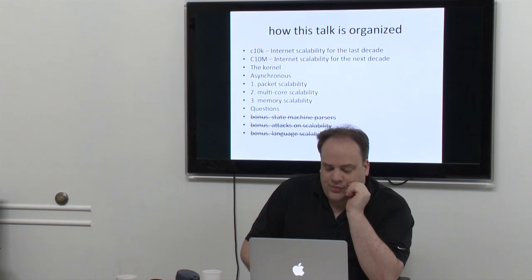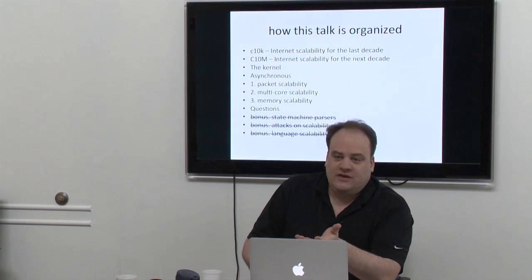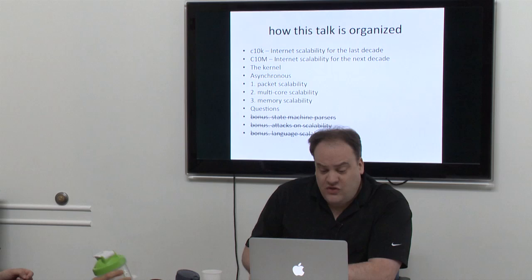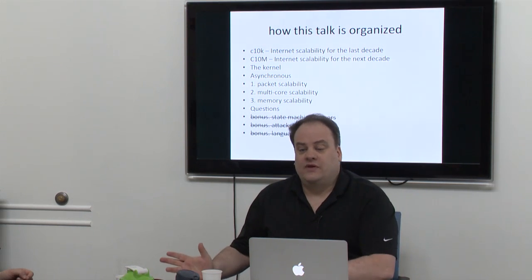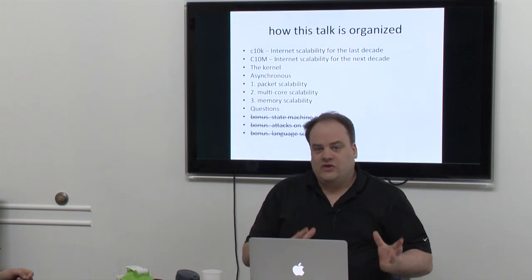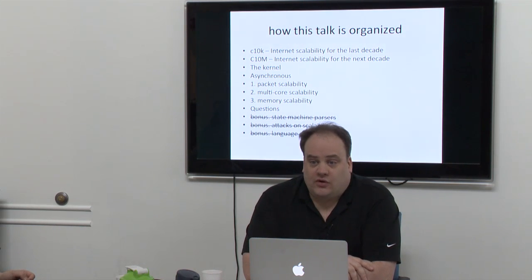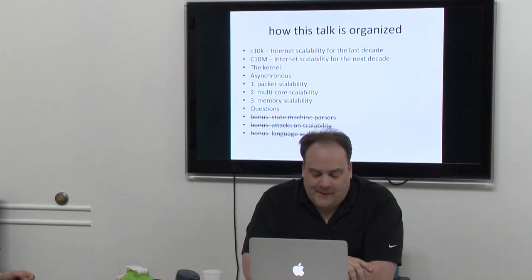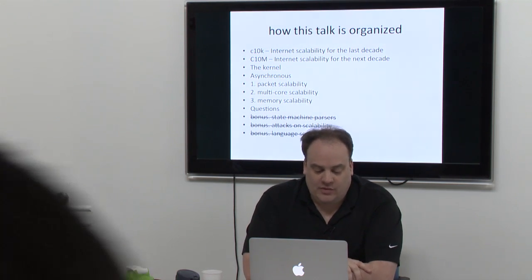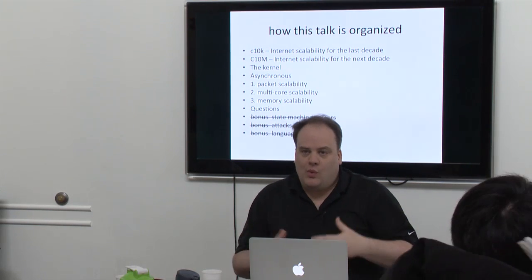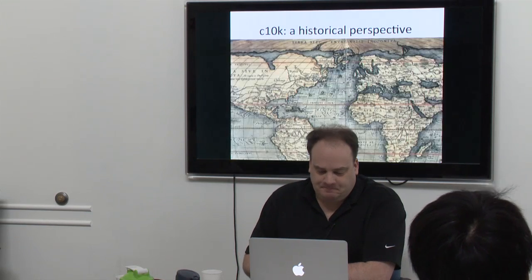So the previous decade was defined by this concept called C10K. How do we make servers achieve 10,000 connections? This talk was to go to really the next level of 10 million connections, and the new scalability concerns that we have to tackle that. And the biggest issue is the kernel and how to bypass the kernel. And then I focus on packet scalability, multi-core scalability, memory scalability. Each of these three areas has a special concern of what we need to do different to achieve scalability.